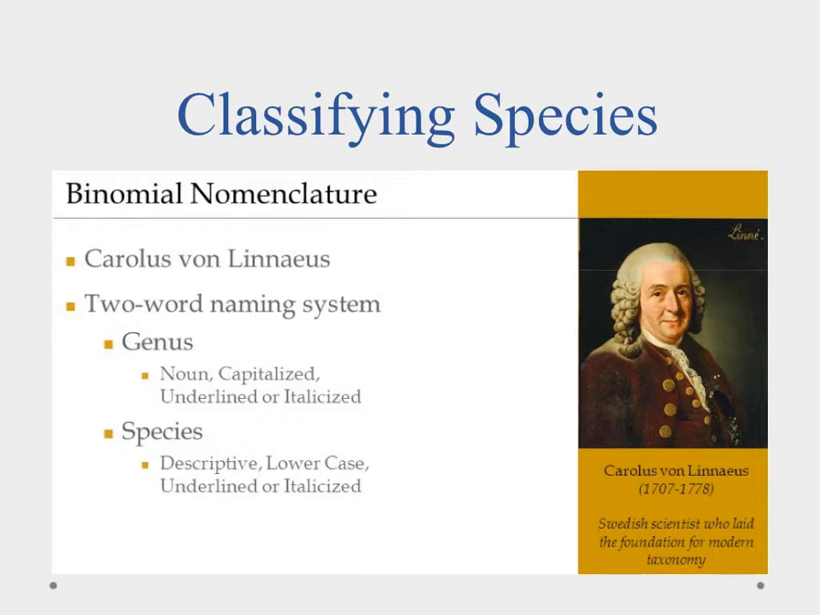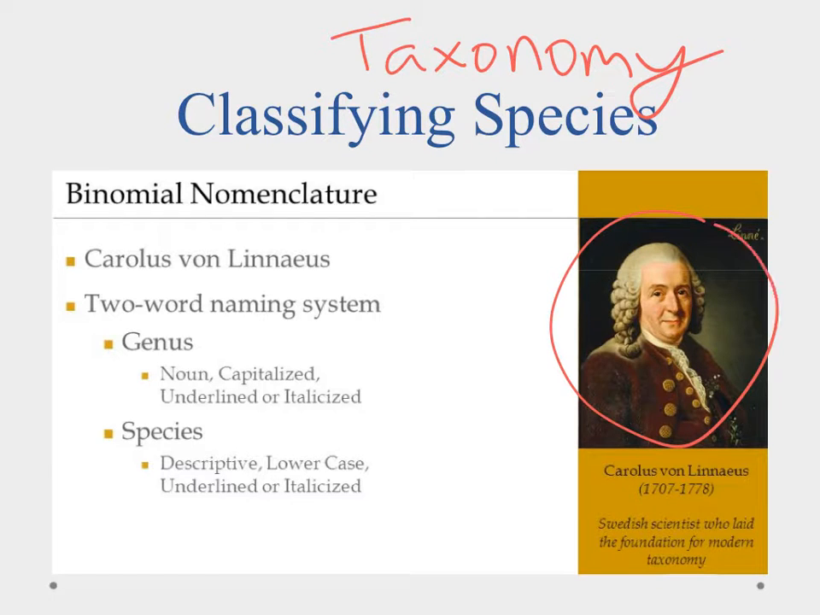Okay, when we start talking about classification of species, what we're talking about is the science called taxonomy. And taxonomy was started by this individual down here, Carolus Linnaeus. He was a Swedish scientist who took it upon himself to try and name all of the known species at the time. So what he did is he would collect specimens and then he would name them.